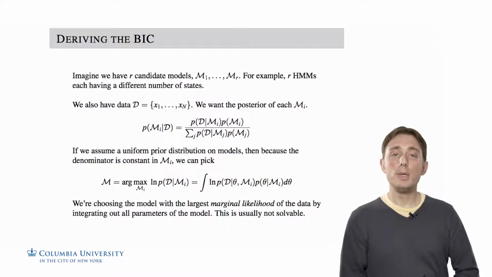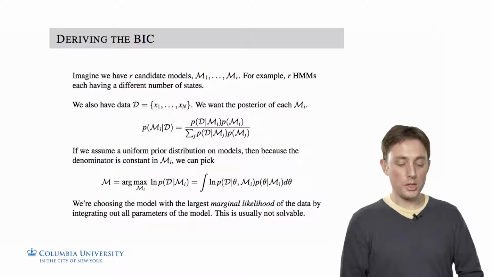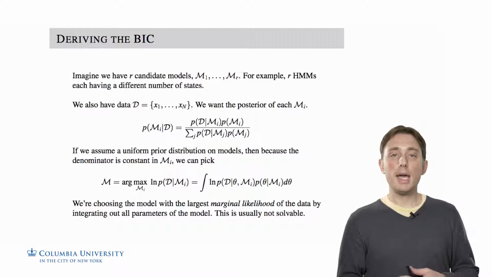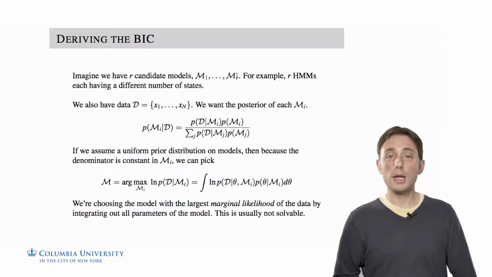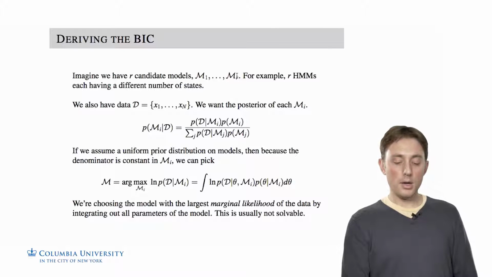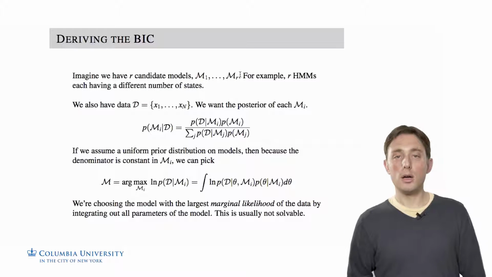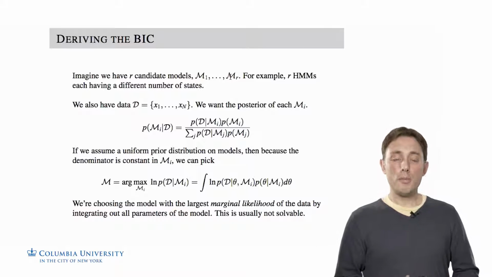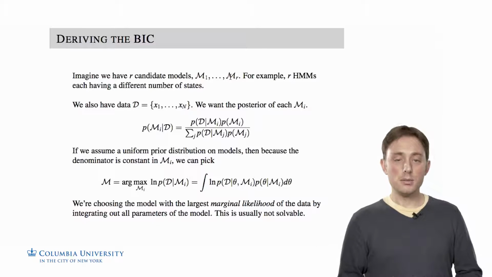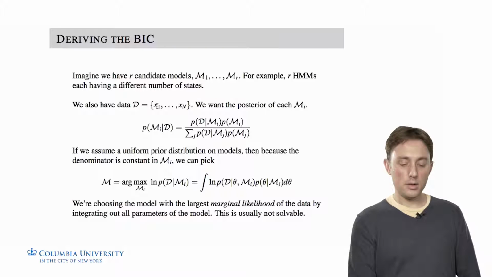So focusing on the BIC for model selection, let's imagine that we have R different candidate models, M1 through MR. They could be a Gaussian mixture with one Gaussian up to a Gaussian mixture with R Gaussians, or an HMM with one state versus two states up to R states. Let's also imagine that we have data. We're going to call that D, which is n observations x1 through xn.